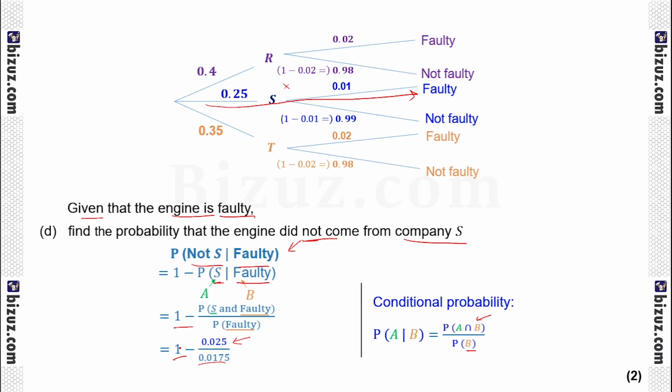Now we have everything in terms of numbers. This is going to give us our answer of 6/7. The value is 6/7.